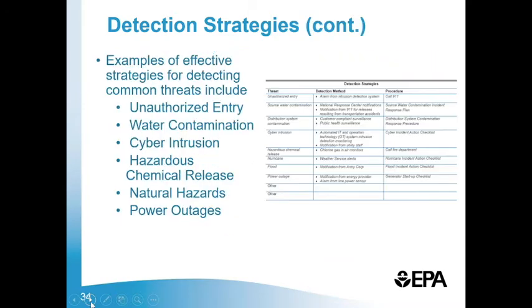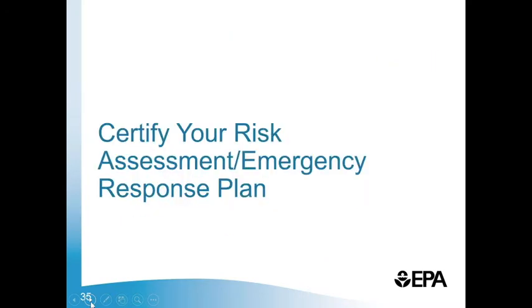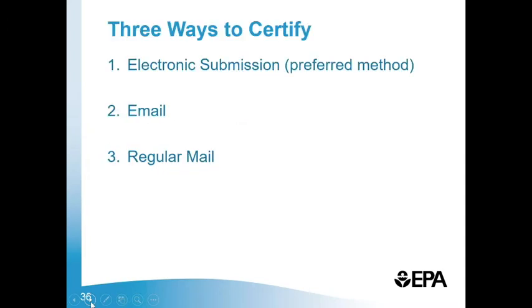Now, once you're done with completing your emergency response plan and your risk and resilience assessment, then you're going to have to certify that you've completed these items. So we have 3 options for you to certify. We have an electronic submission method, which is our preferred method. We have an email method and a regular method.